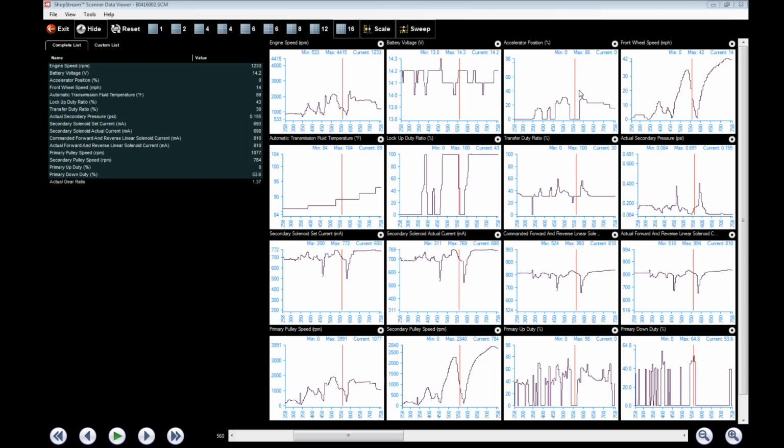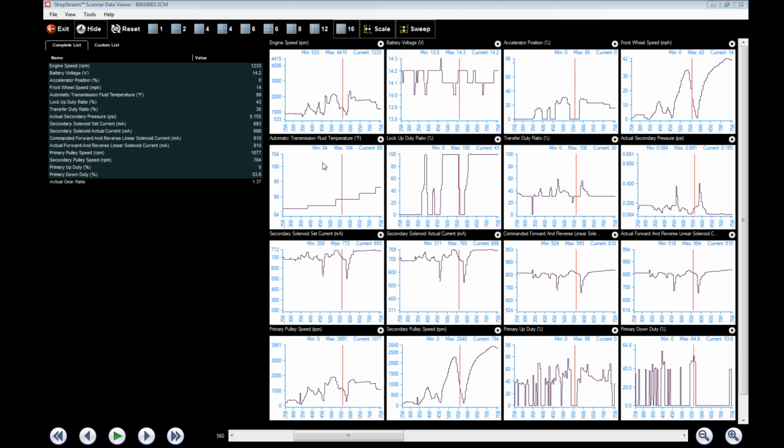Accelerator pedal position, just that. It reads how much you are on the gas, and that's in percentage on this one. Front wheel speed is in miles per hour. This is also a good vehicle speed sensor. The vehicle's speed is the same as the wheel speed sensor.